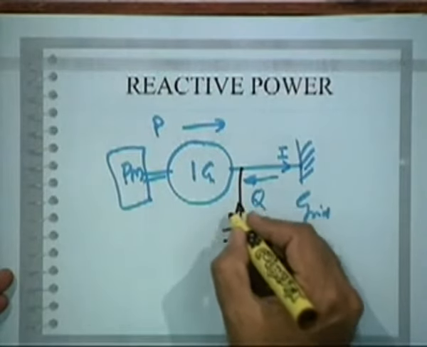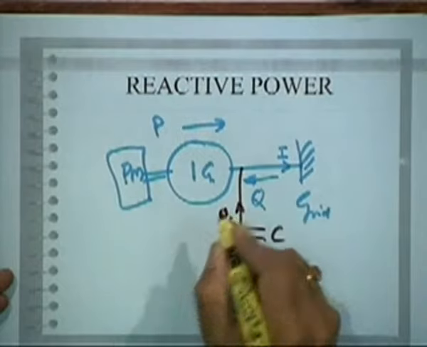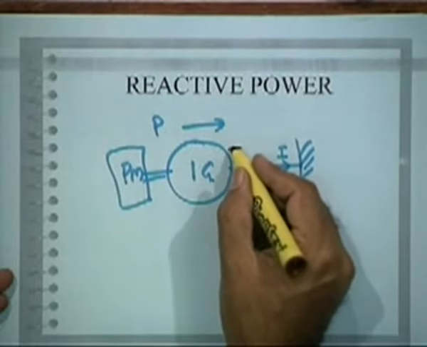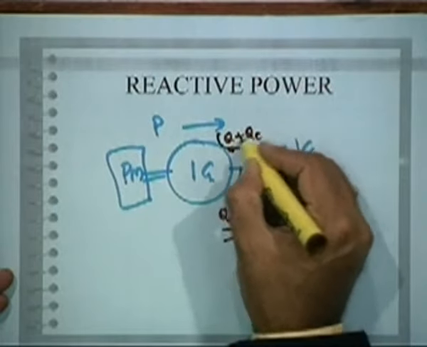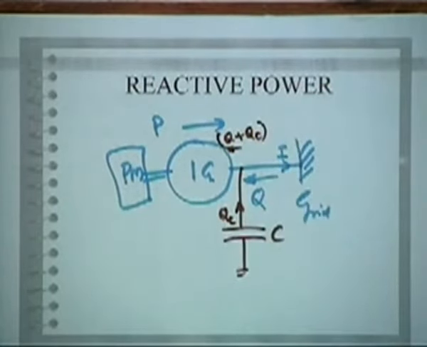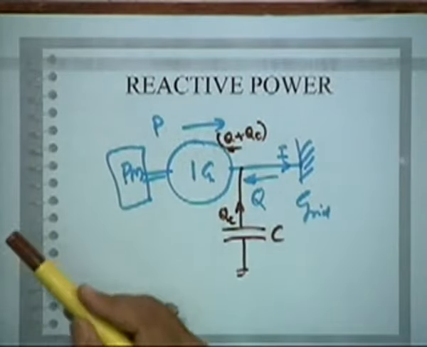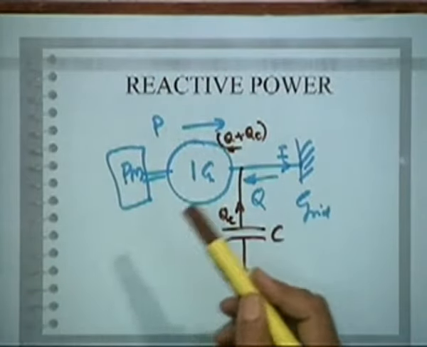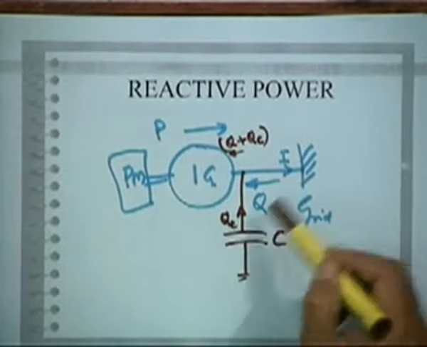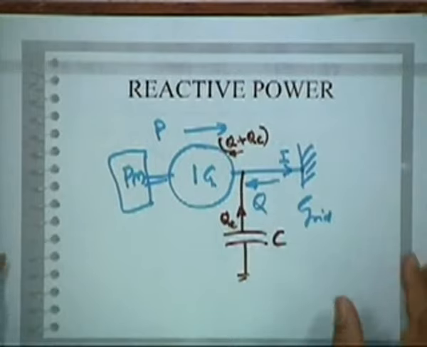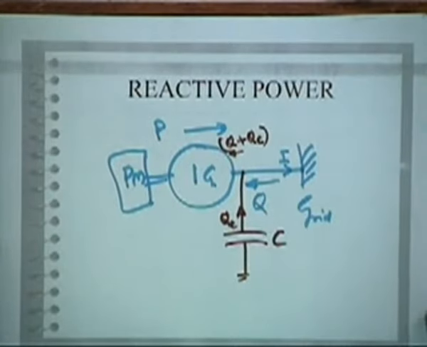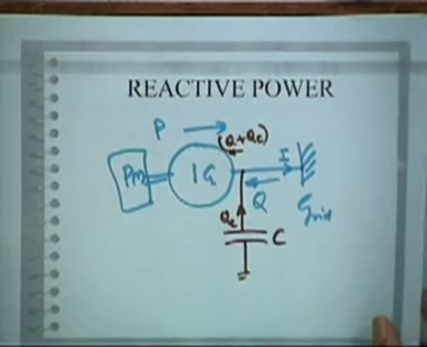Let us say this is Q from the grid, and the capacitor gives you QC. Then Q plus QC goes to the machine. Therefore, if the total requirement is some Q star, then Q star minus QC is what the grid will supply, right? So that is one of the important factors. You invariably find capacitors connected everywhere to reduce the VAR drain from the grid. Okay.